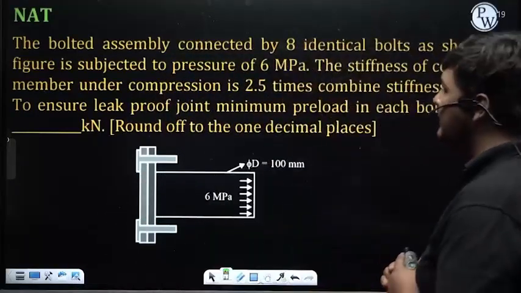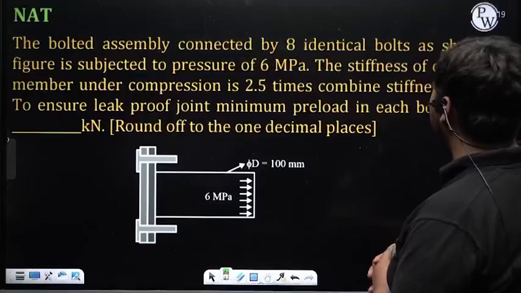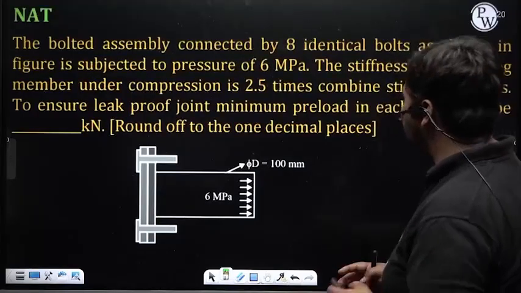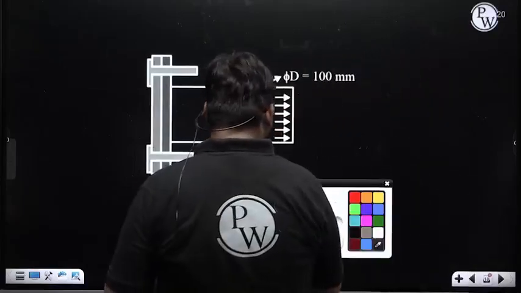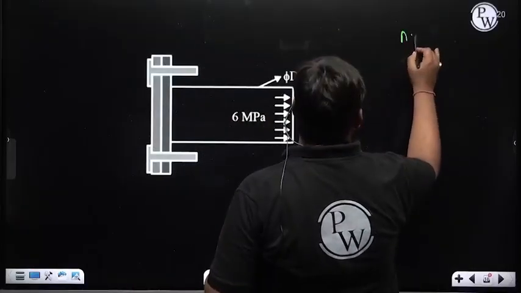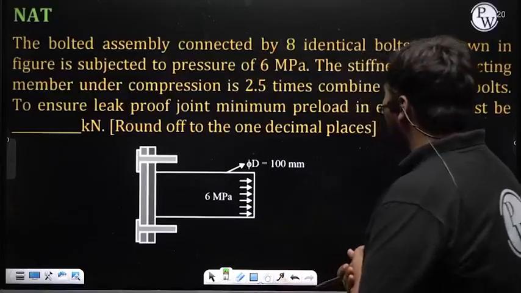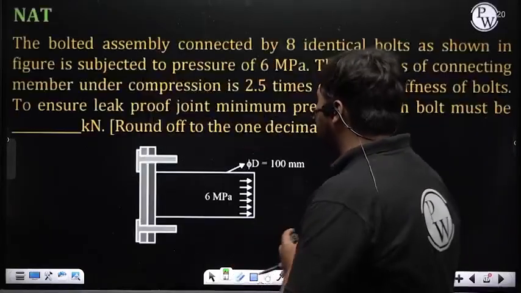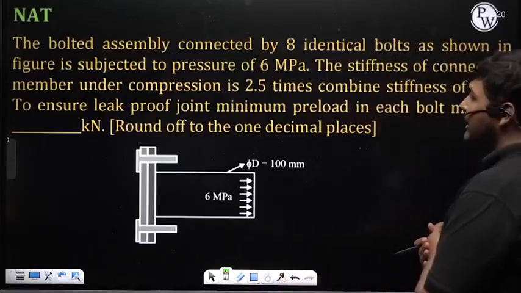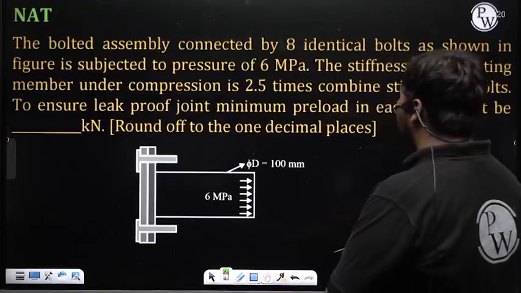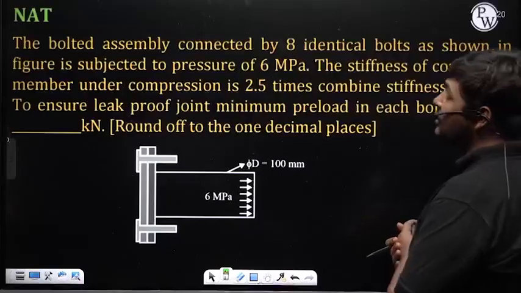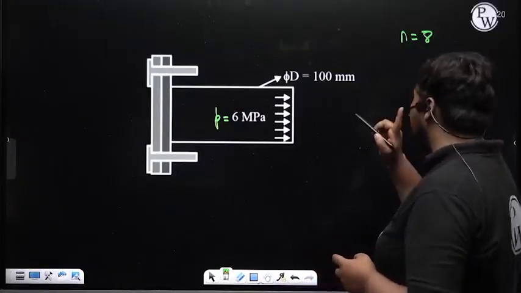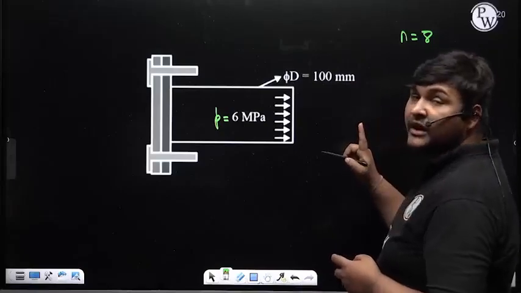What this question is saying: the bolted assembly connected by 8 identical bolts as shown in figure is subjected to pressure of 6 megapascal. So number of bolt in this bolted assembly is 8. So N is 8. It is subjected to pressure small p is equal to 6 megapascal. Now the stiffness of connecting member under compression is 2.5 times the combined stiffness of all the bolt. So suppose combined stiffness of all the bolt I am representing as KB. KCM is stiffness of connecting member under compression.